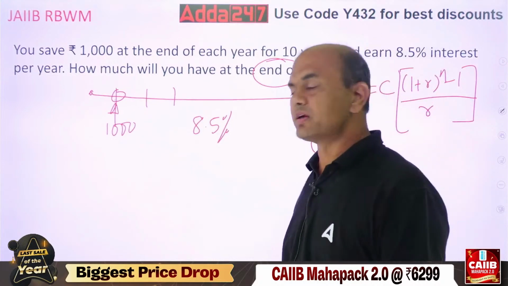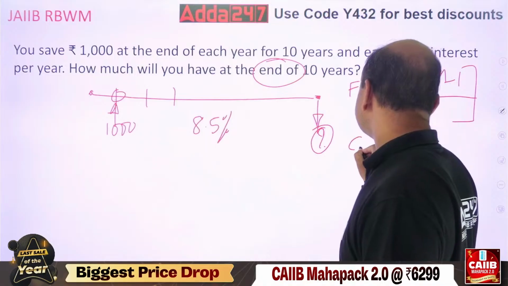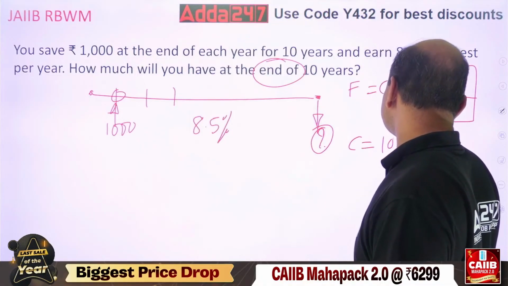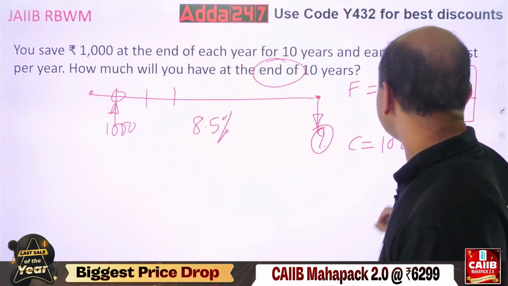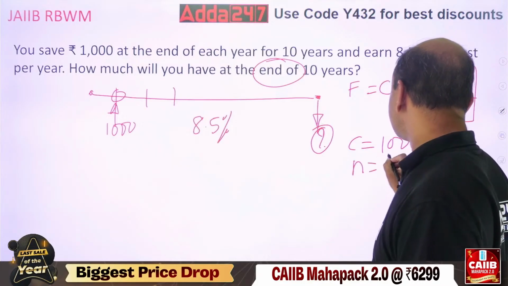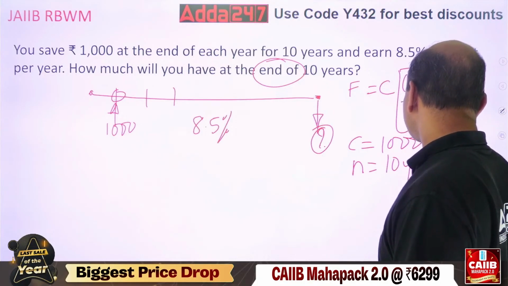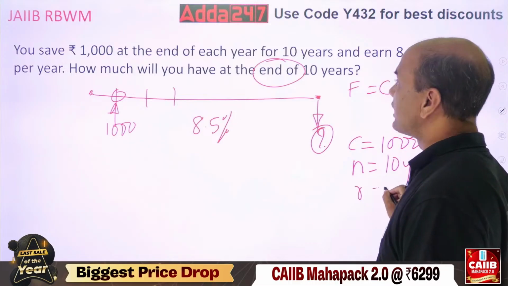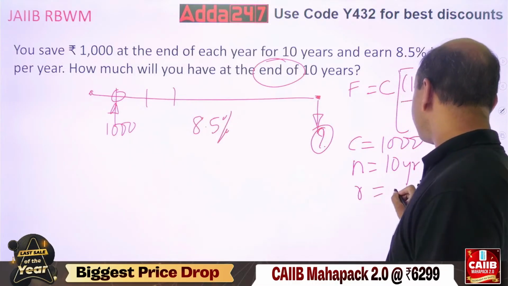What is C over here? C means every year what I invest, 1000. What is N over here? N equals 10 years. What is R over here? R equals 8.5%.